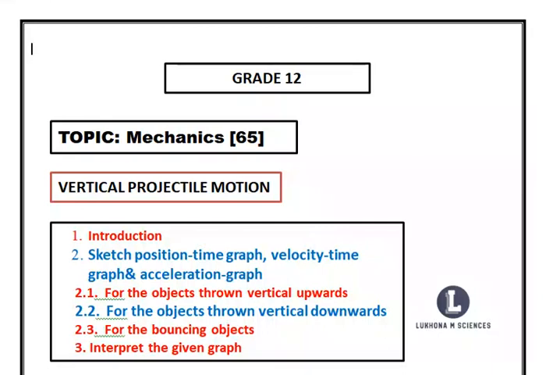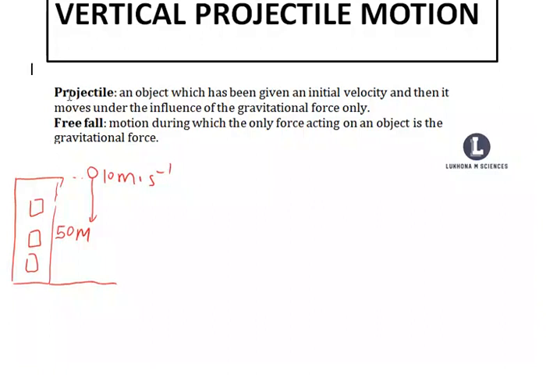Okay, so remember that we have the definitions. A projectile is an object which has been given an initial velocity and then moves under the influence of gravitational force only. Then we have another definition, free fall: the motion during which the only force acting on an object is the gravitational force.